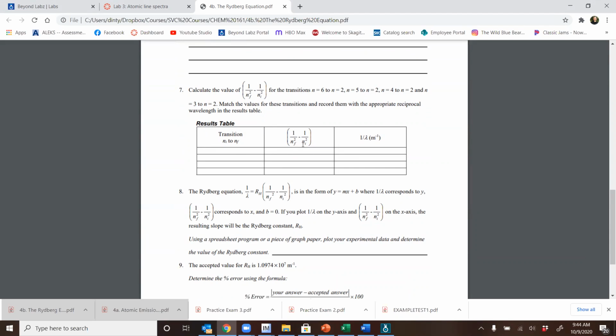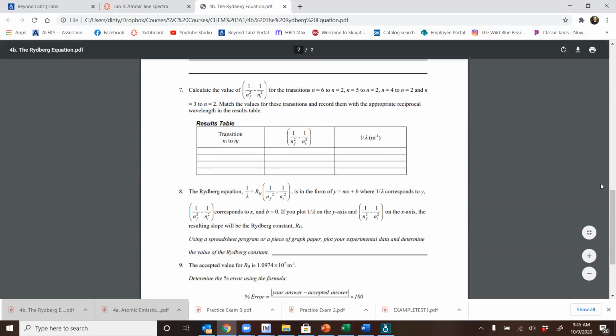So that would be 1/4 minus 1/9 would be what you have in here. And then you'd move your answer from the previous page, the 1 over wavelength, into that last column. So you can match up which of the lines in the spectrum shows up as each of these transitions. So this is supposed to teach us how we can use the Rydberg equation as the way to predict where those wavelengths for those 4 spectral lines in hydrogen's visible spectrum show up.